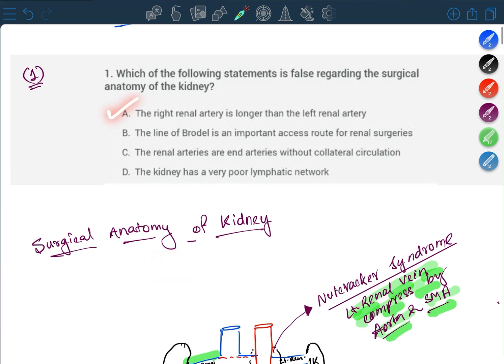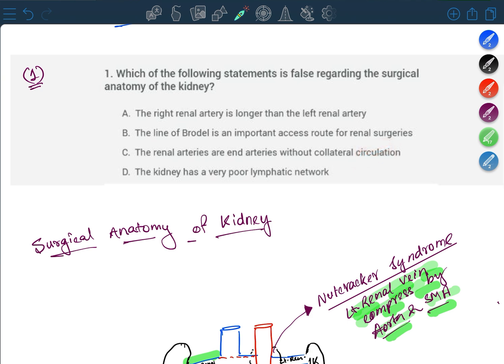Okay, so this statement is correct. Right renal artery is longer. The line of Brodel is an important access route for renal surgeries. This is also true. They have asked us the first statement: the renal arteries are end arteries without collateral circulation. Yes, I told you, renal arteries are end arteries.